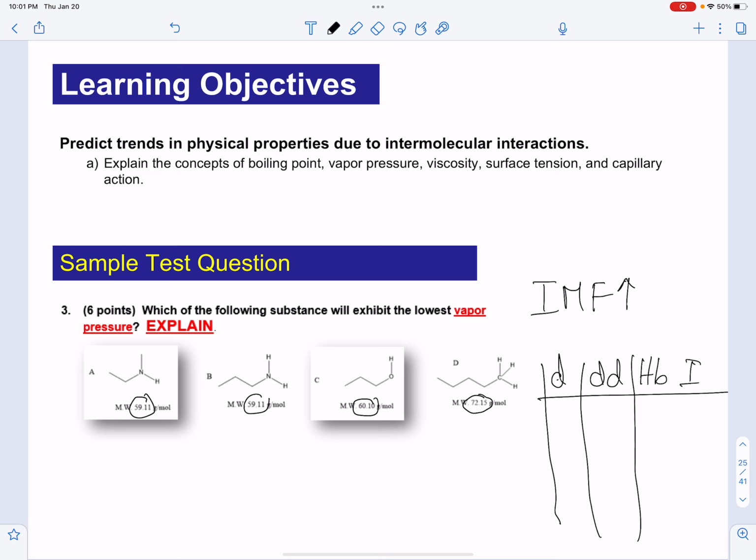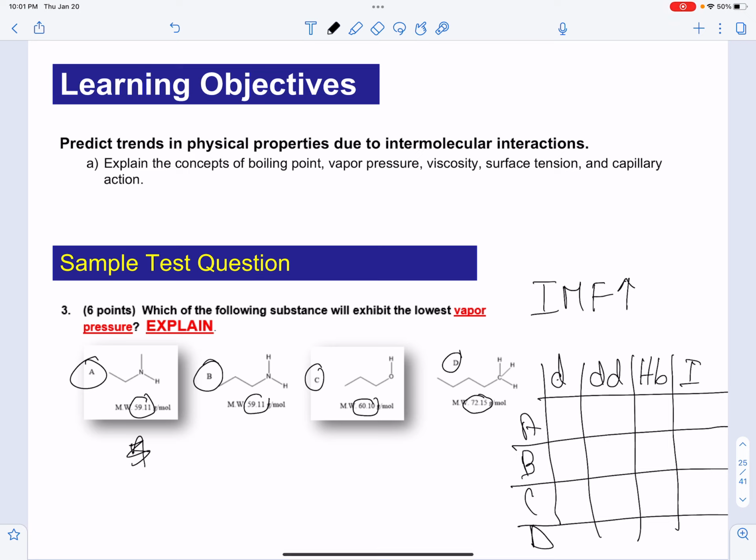So let's do the table. Let's call them A, B, C, and D. And the one with more force should be the one with the stronger force, therefore the one with the lowest vapor pressure. So on A, what do we have? This molecule is going to be a polar molecule. So on A, all of them will have dispersion, and we know that they're very similar based on the mass. So the first one is a polar molecule.